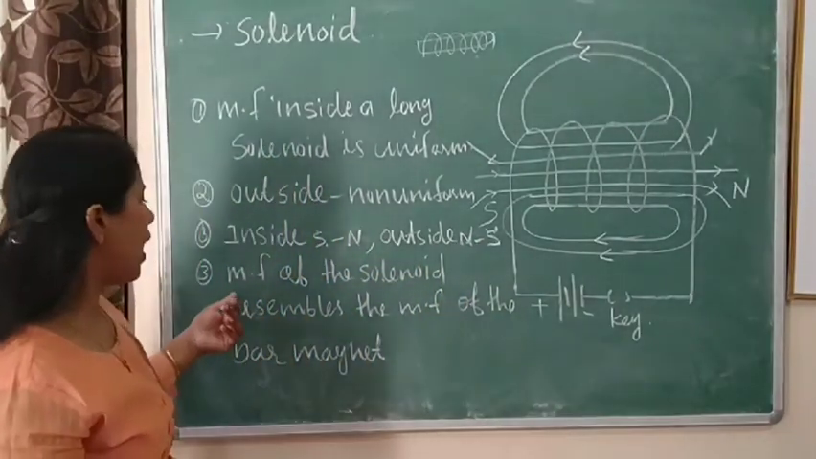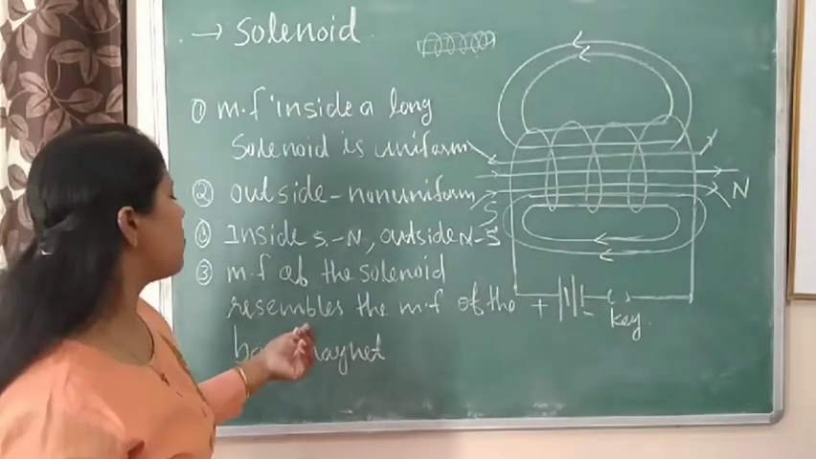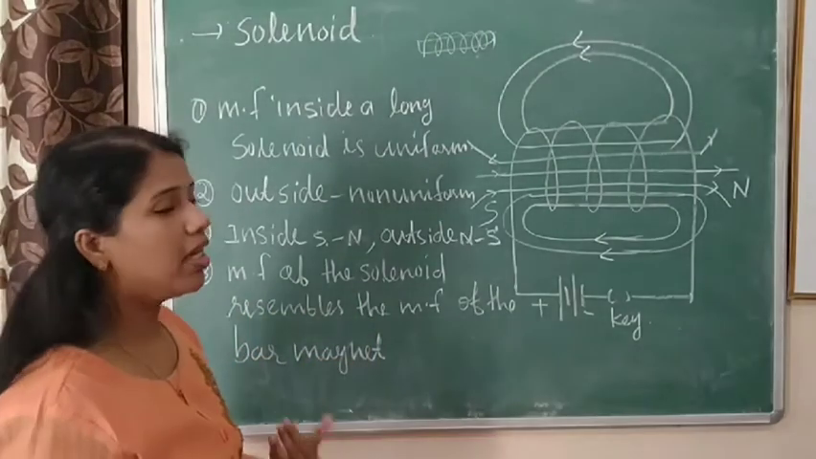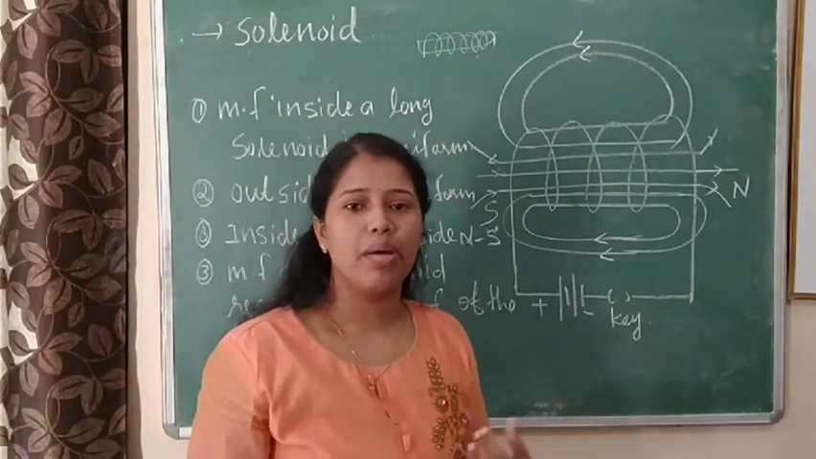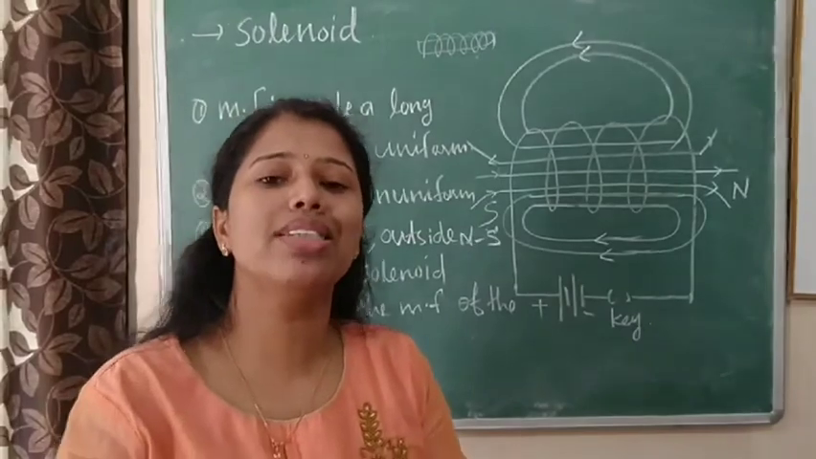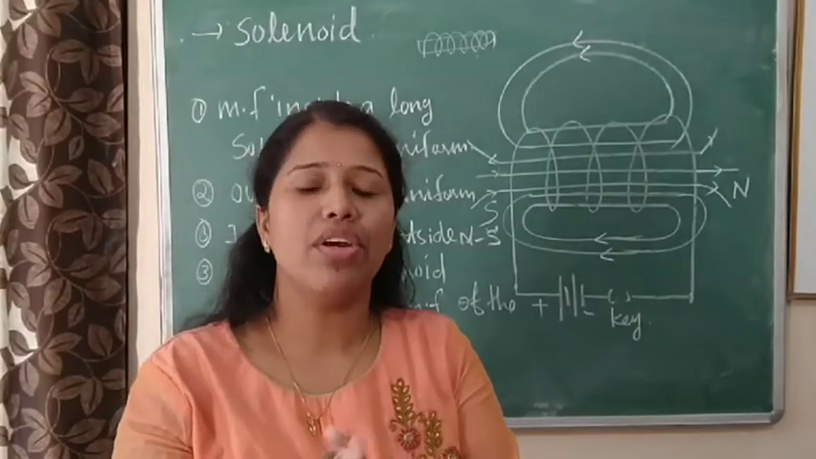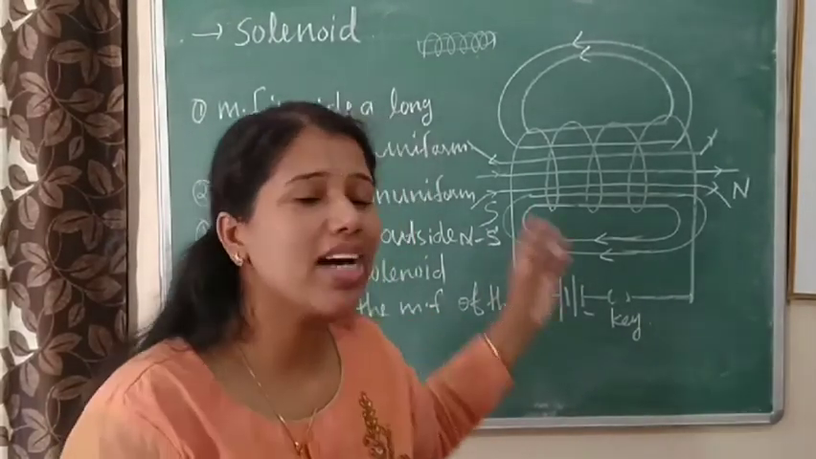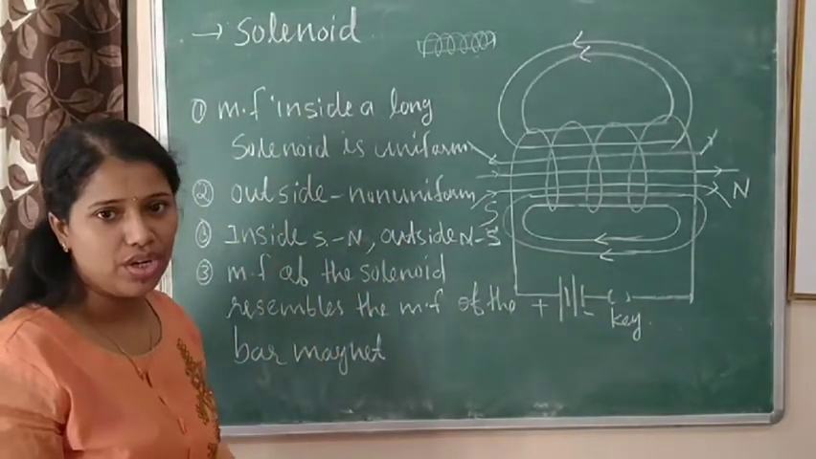Last point, the magnetic field of the solenoid resembles the magnetic field of a bar magnet. The magnetic field of this solenoid is similar to, equal to, the magnetic field of a bar magnet. These are the features of solenoid.